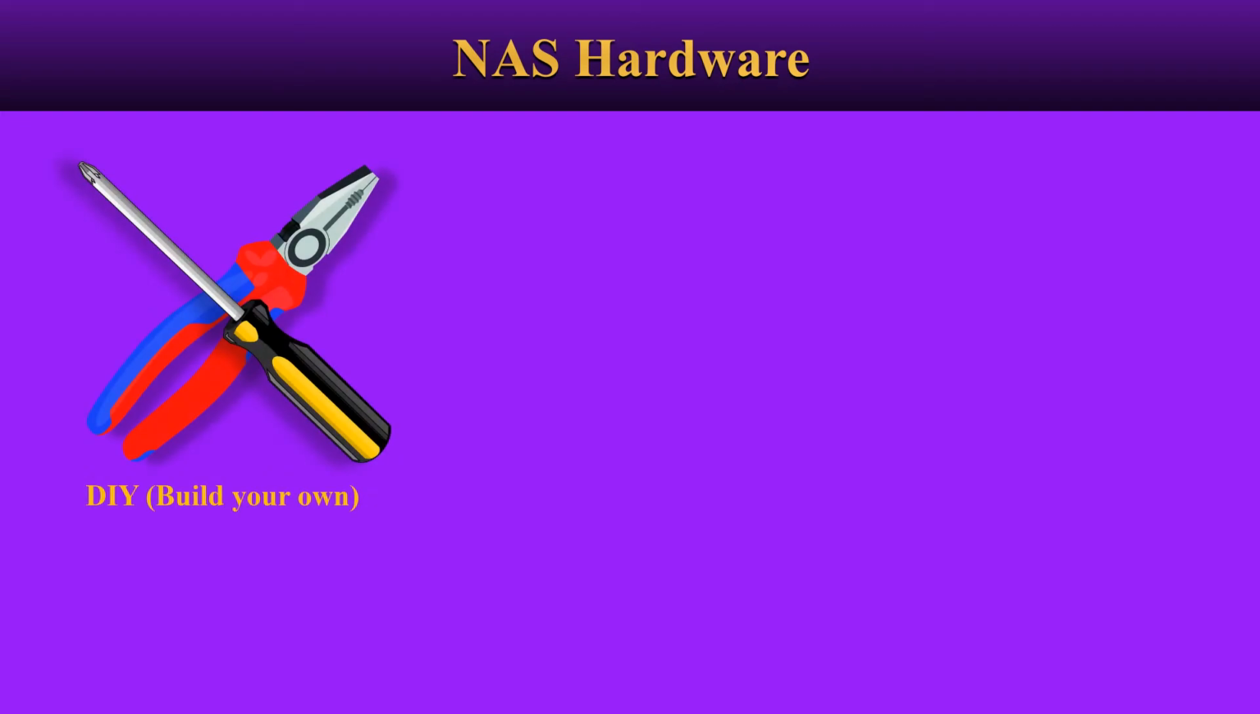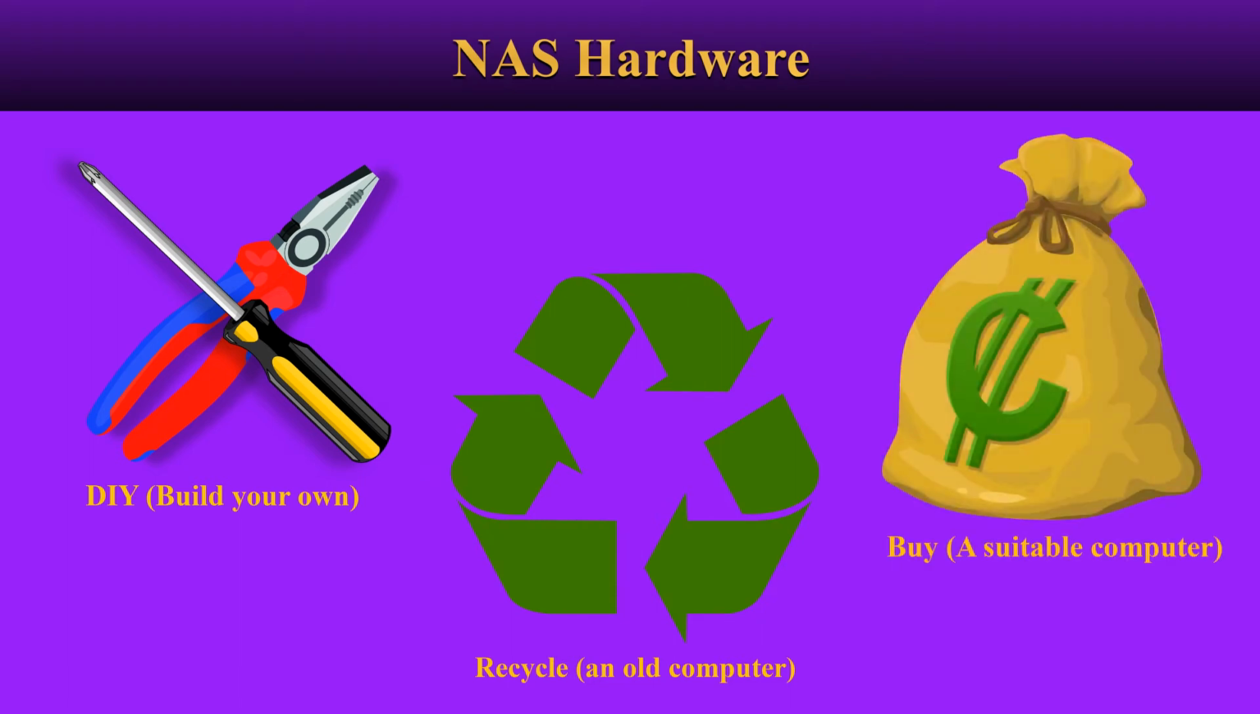So when thinking about the hardware for our openmediavault NAS, you could build one from the ground up if you felt confident, so go out and source the parts and put one together from scratch. You could potentially repurpose an old computer. You could buy a suitable PC. There are even companies out there that will build one for you to the spec that you require, if you can't find anything suitable available off the shelf.